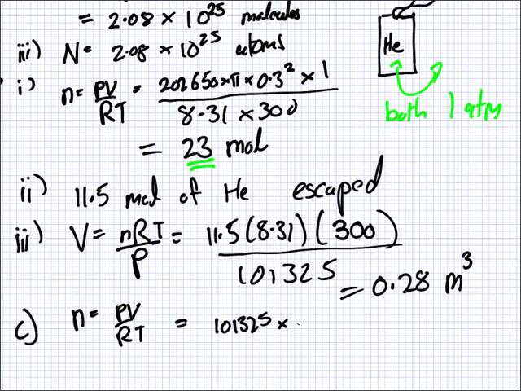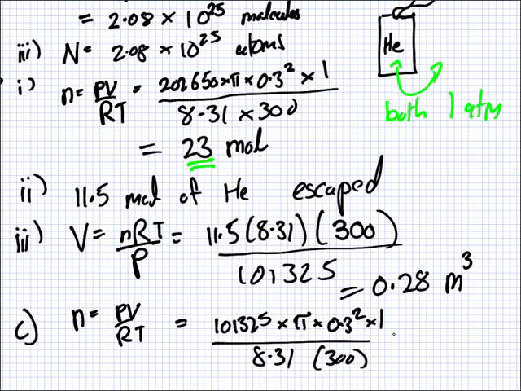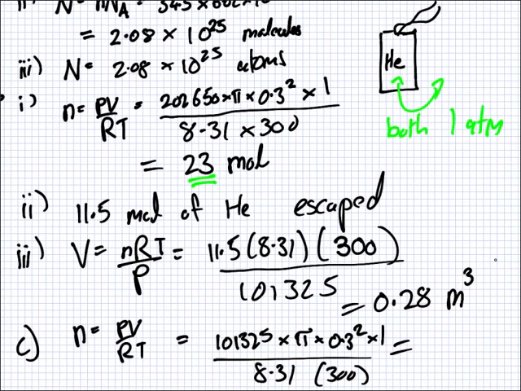V is the cylinder. Pi r squared h. 8.31 times 300. So 11.5 moles left inside. Maybe that's not a surprise, because that's half of this number. And the pressure went from 2 atmospheres to 1 atmosphere.